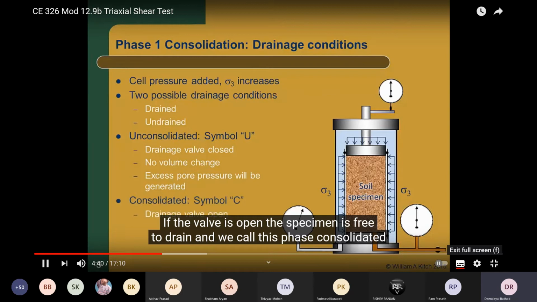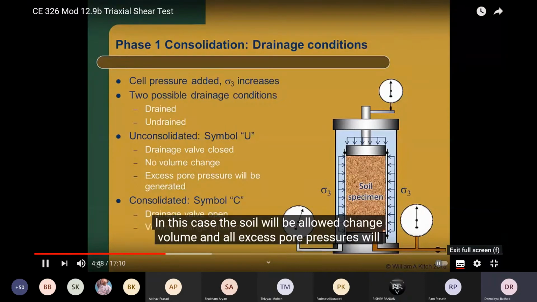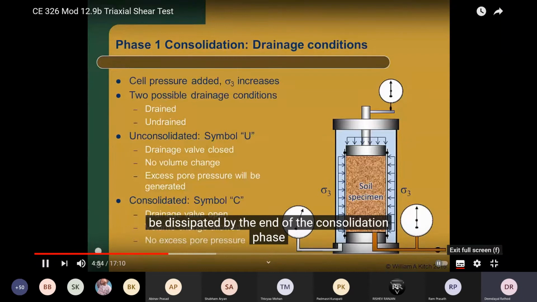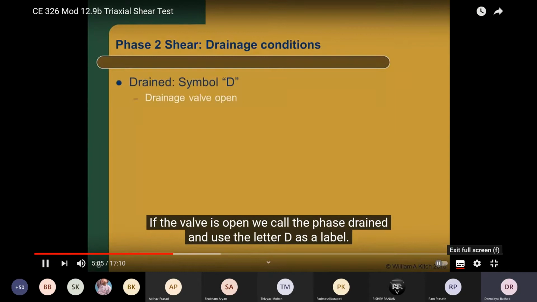If the valve is open, the specimen is free to drain, and we call this phase consolidated and use the letter C to label it. In this case, the soil will be allowed to change volume, and all excess pore pressures will be dissipated by the end of the consolidation phase. During phase 2, the shear phase, again, the drainage valve may either be open or closed. If the valve is open, we call the phase drained and use the letter D as a label.